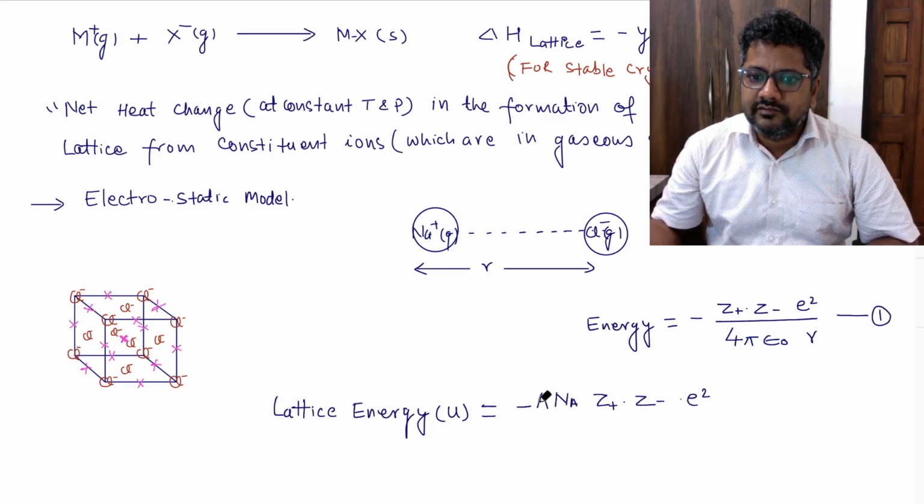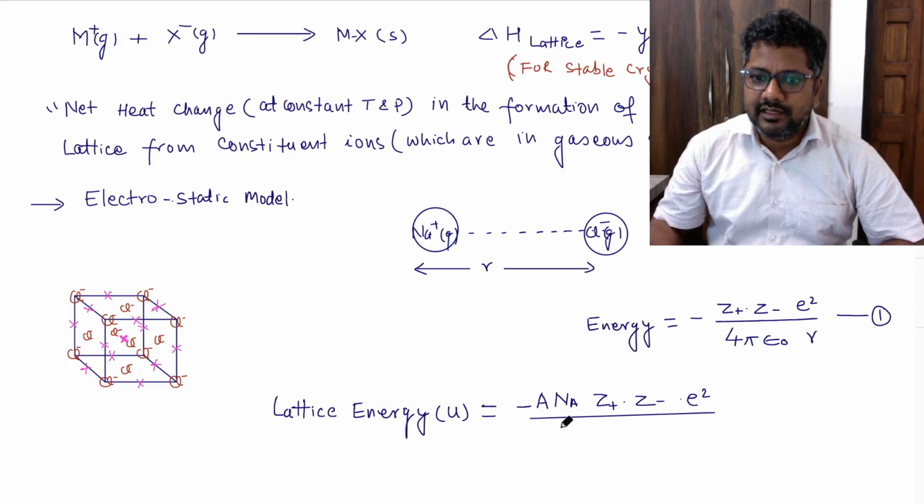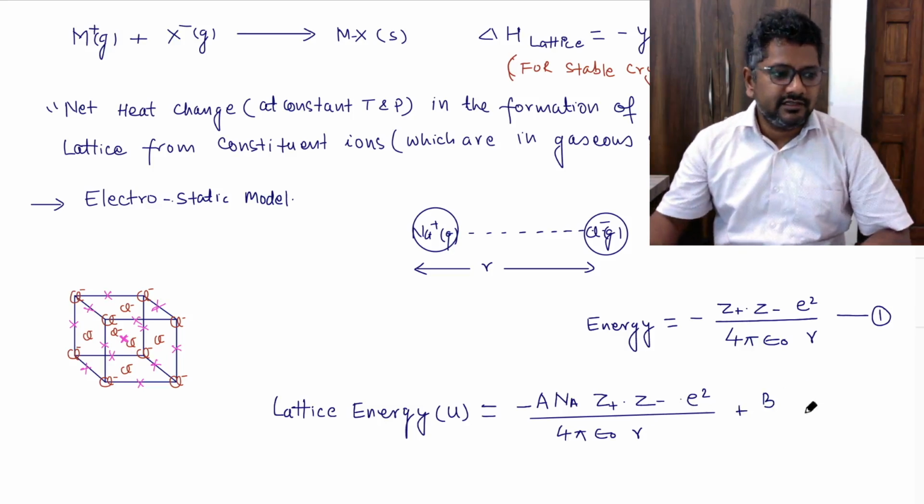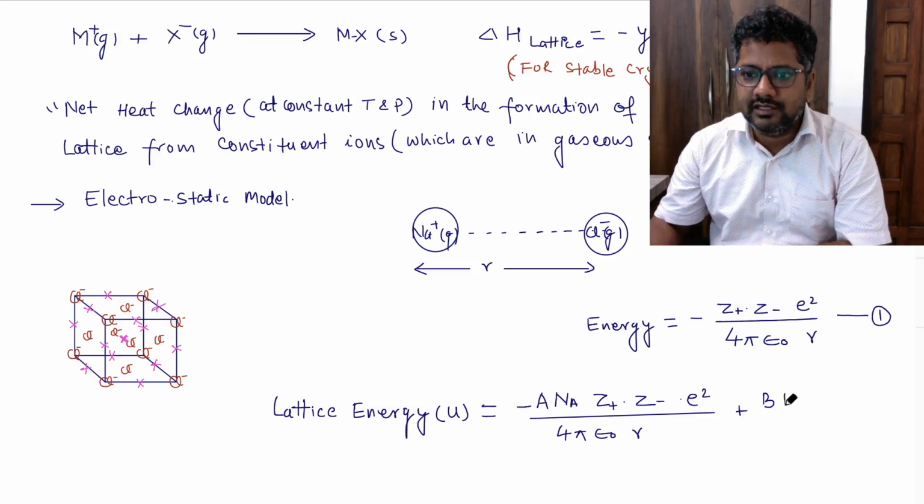One more constant we are taking here, A, divided by 4 pi epsilon naught r, plus B into Z plus into Z minus, B into Na by r to the power n. This is equation 2.